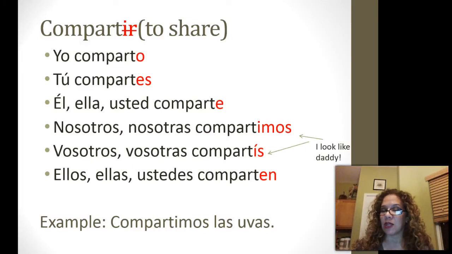That's why when you see that little comment that I put, it means that the nosotros and the vosotros actually are the only ones that look like the infinitive, which means, you know, that ends in IR, and therefore you have the endings that have the I in it. An example with the conjugated verb would be compartimos las uvas.